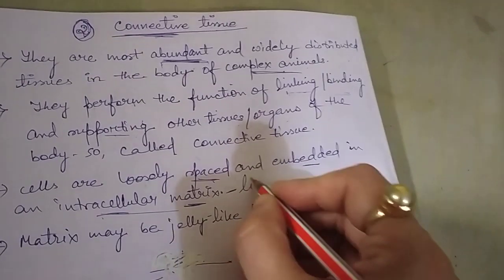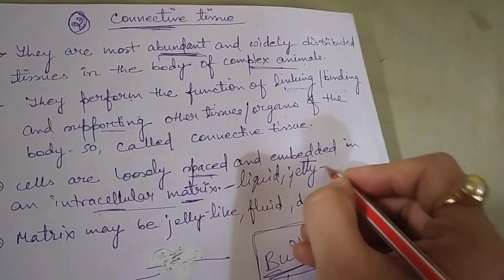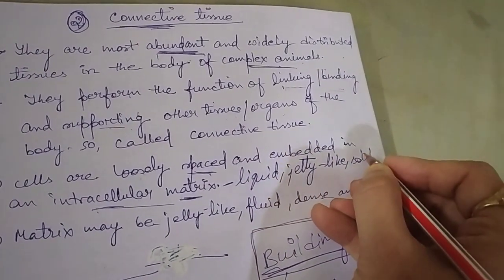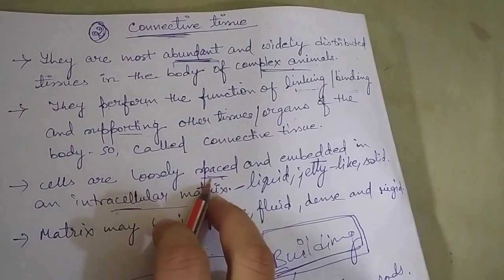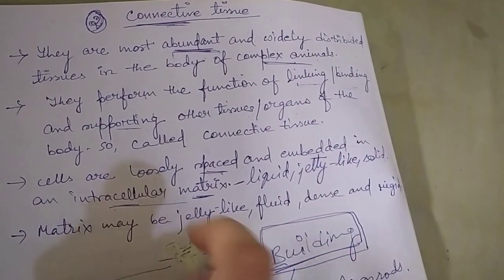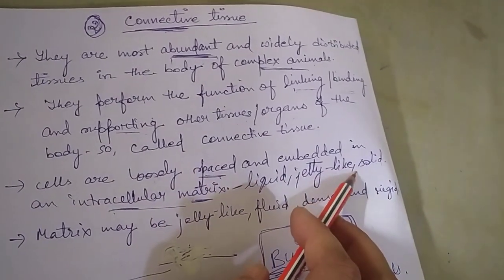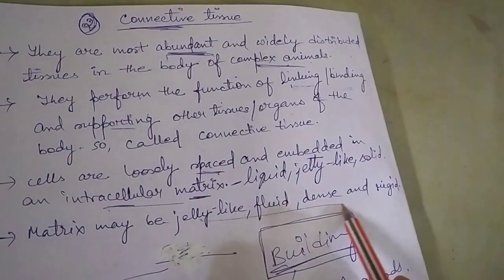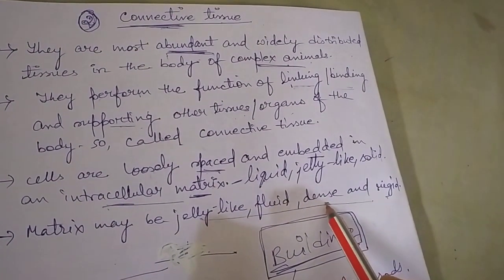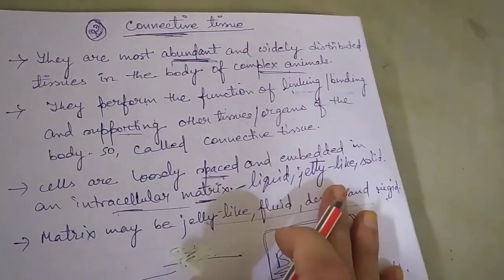So the matrix medium may be liquid, jelly like, or solid. The cells have intercellular spaces between them. Each cell encloses a matrix within it, which may be either liquid or jelly like or solid. See here, I have written already, or it may be dense and rigid. Rigid means solid, dense means very much concentrated. So this is the basic classification of the connective tissue.